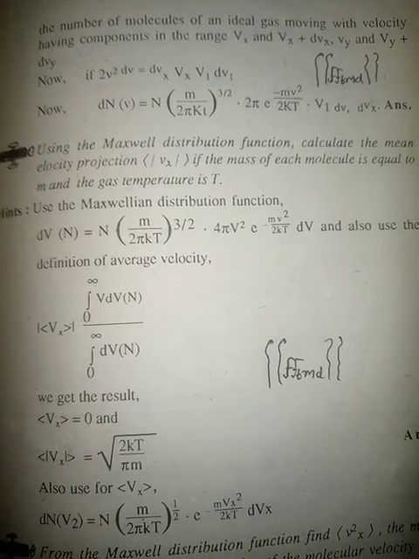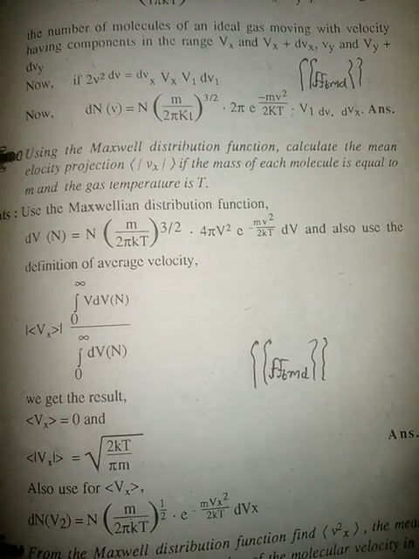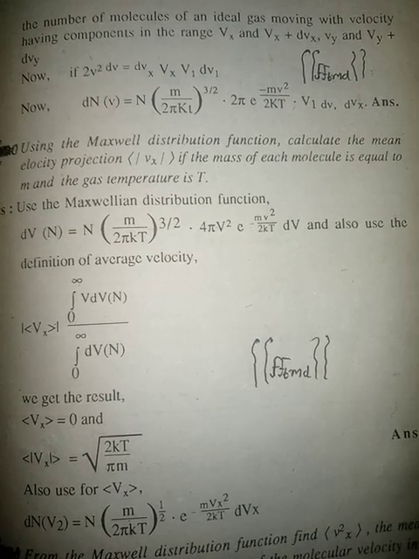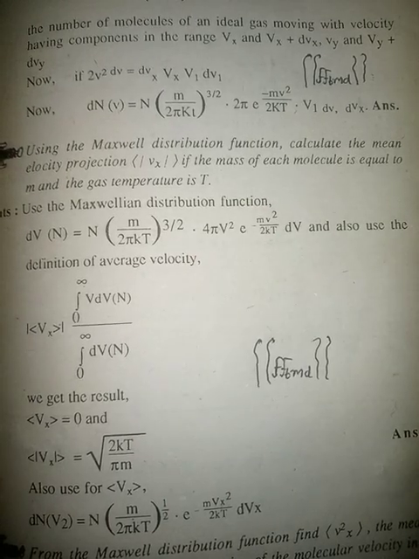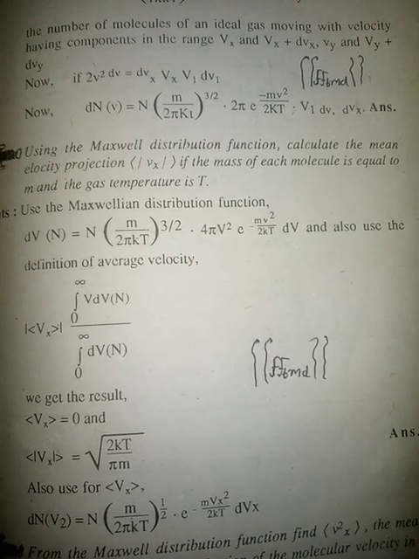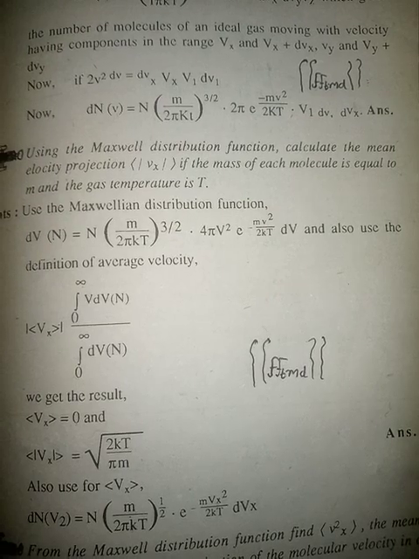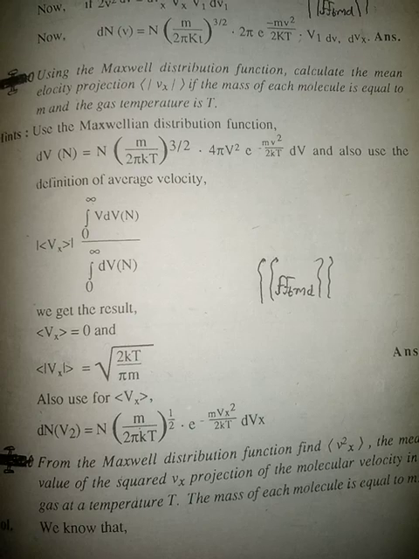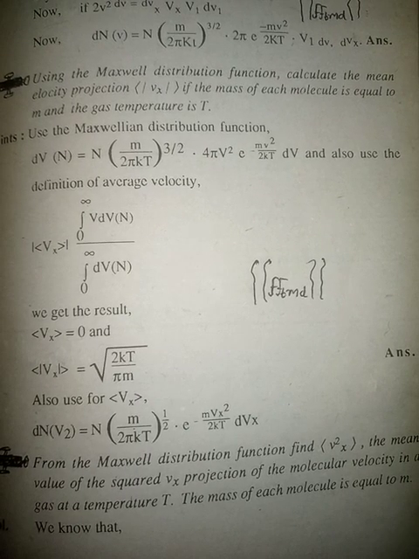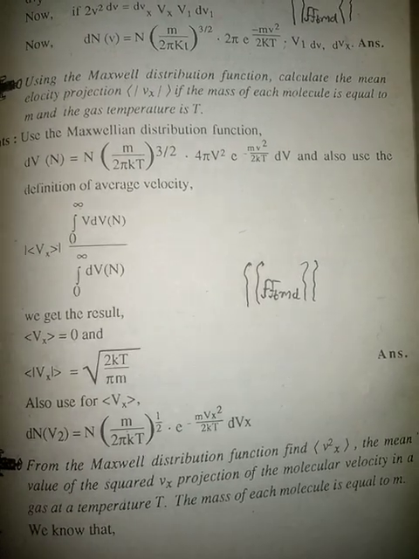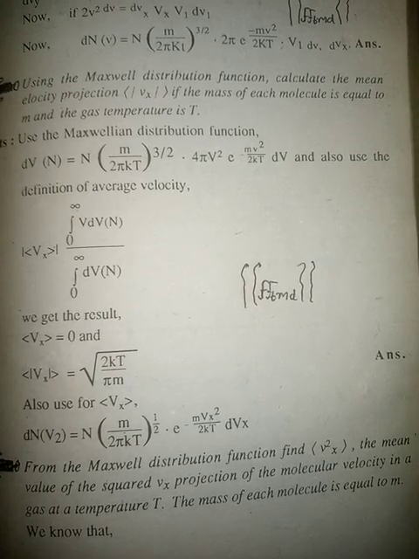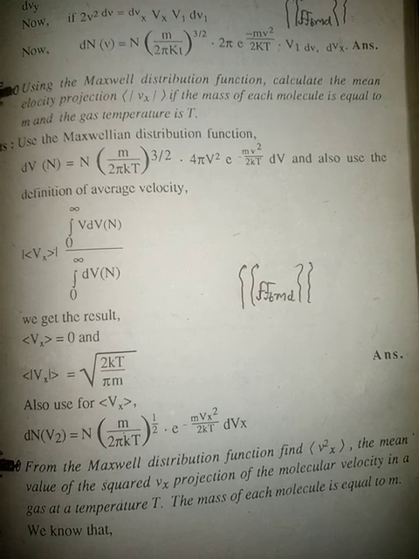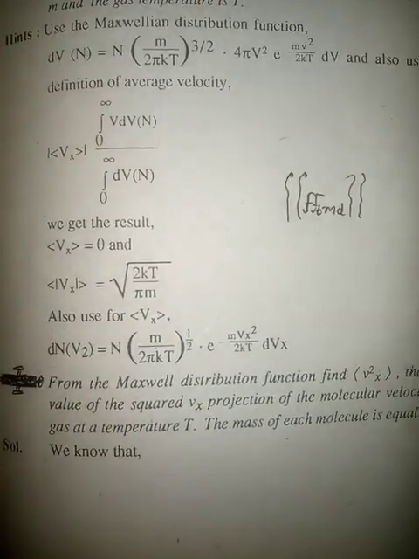Using the Maxwellian distribution function, calculate the mean velocity projection, the average of Vx and of |Vx|, if the mass of each molecule is equal to m and the gas temperature is T. Use the Maxwellian distribution function dNv equals N into (m/2πkT)^(3/2) into 4πv² e^(−mv²/2kT) dv, and also use the definition of average velocity.